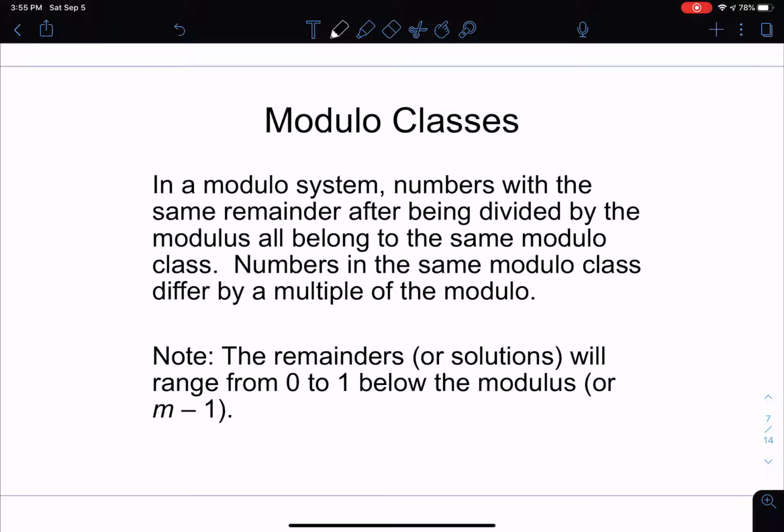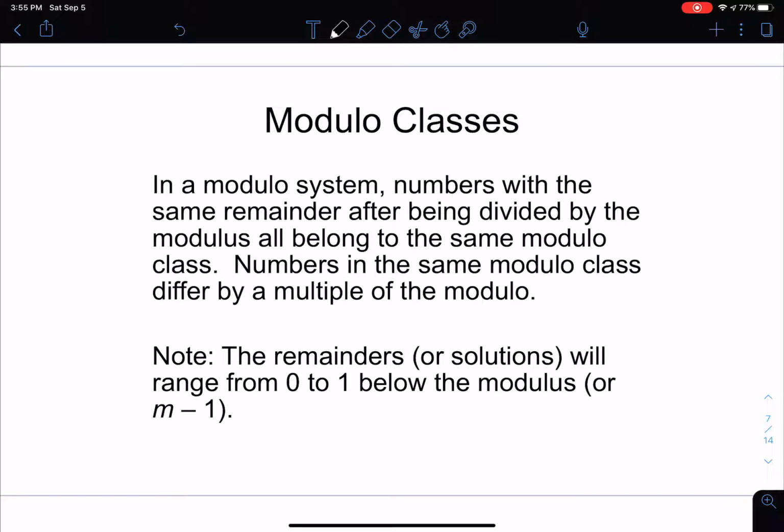So that's the same thing here. These remainders, like if you're mod 3, your remainders can only be 0, 1, or 2. If you're mod 5, the remainders can only be 0, 1, 2, 3, or 4. If you're mod 8, your remainders can be 0, 1, 2, 3, 4, 5, 6, 7. That's it.